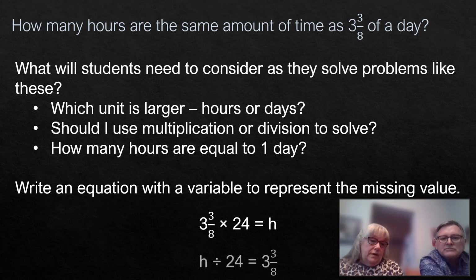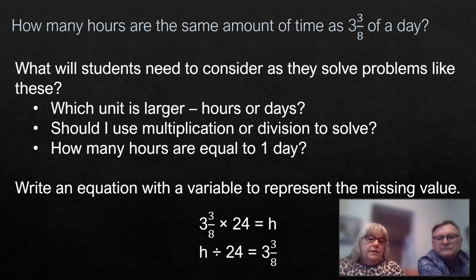I want to think about that inverse operation. I could take my number of hours and divide it by 24 to get that 3 3/8. And an example of labeling would be, well, what is the 3 3/8? It's 3 3/8 of a day times 24 hours per day will give me the total number of hours. Correct. And here we go back to what they've learned in former units.